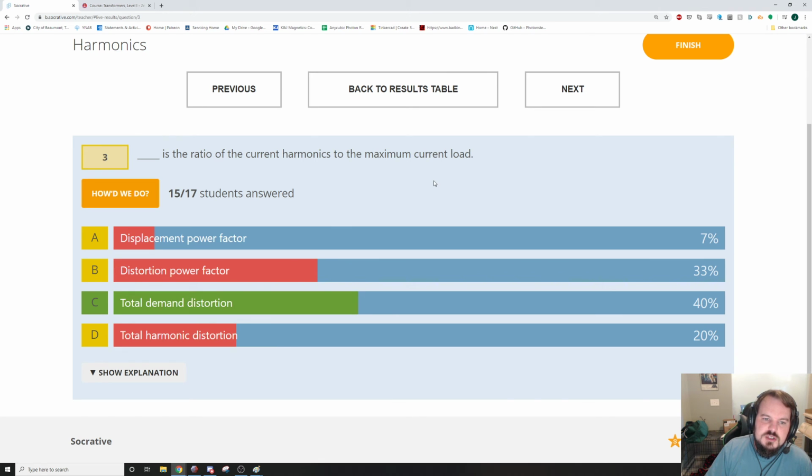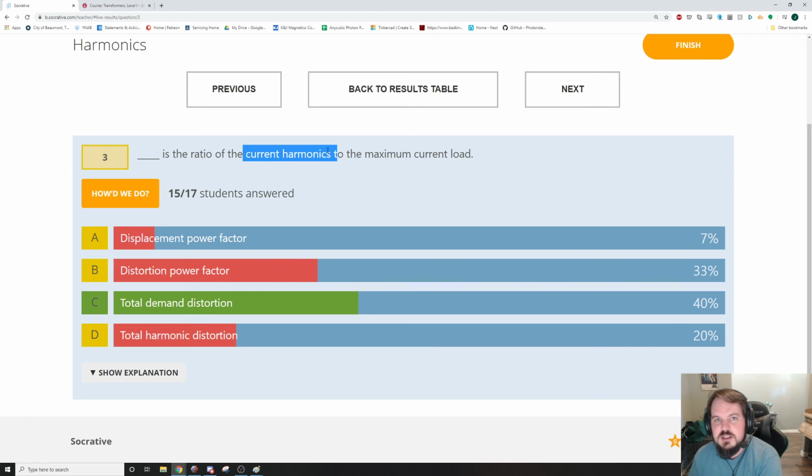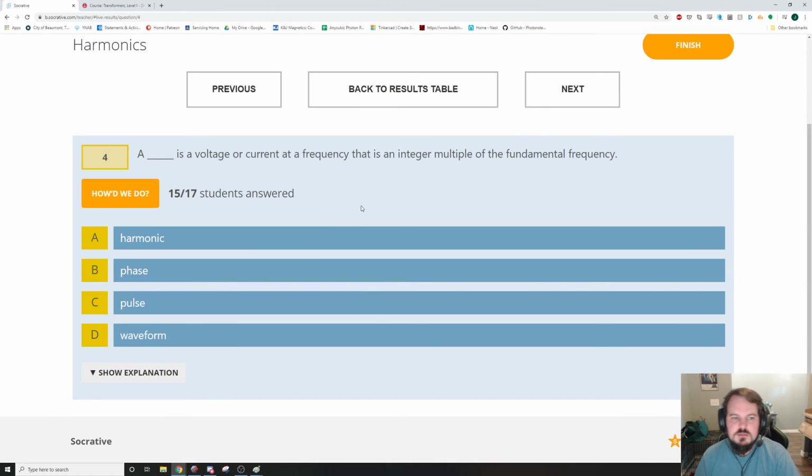Total demand distortion is the ratio of the current harmonic to the maximum current load. So you take your total harmonic distortion and find the ratio of how much current harmonics there are to the actual current load. The harmonic is a voltage or current frequency.